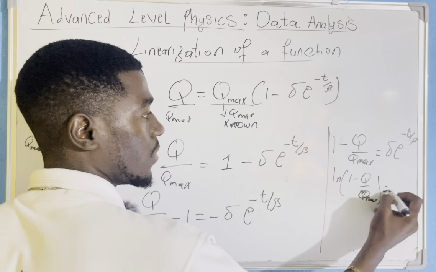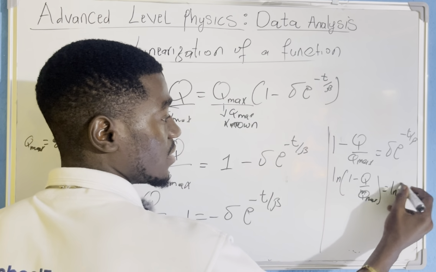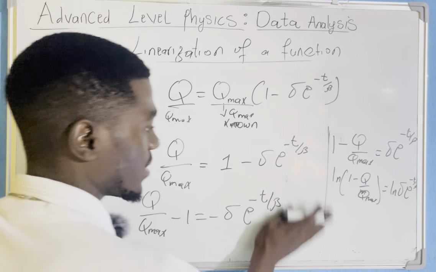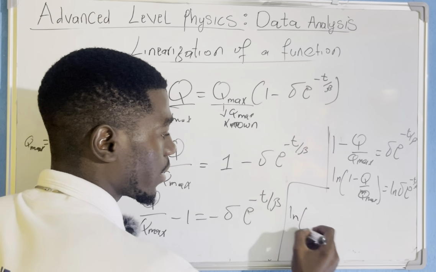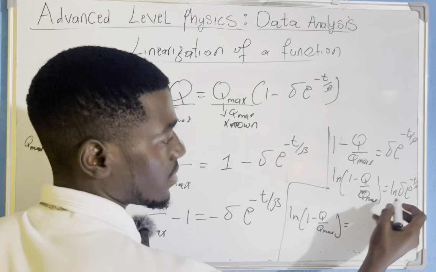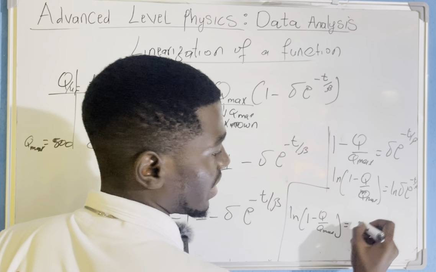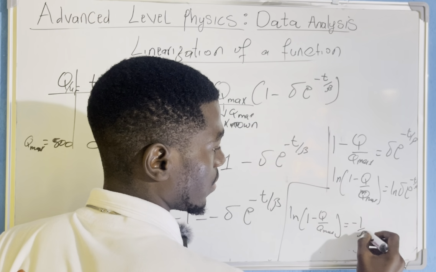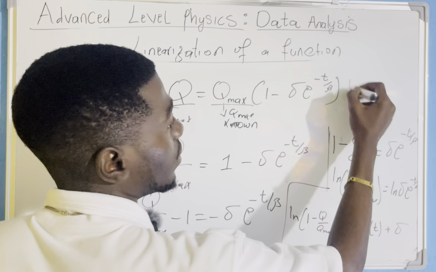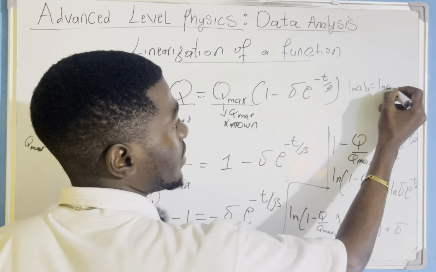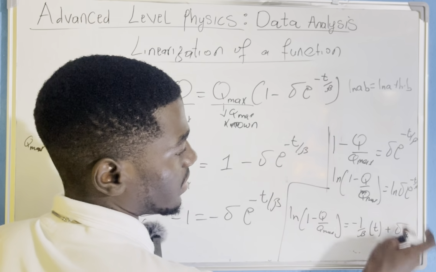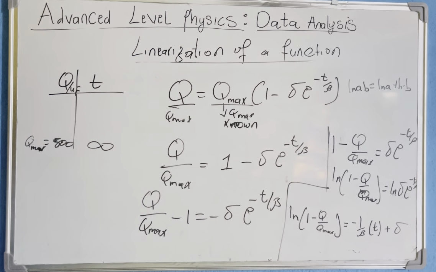So nothing to fear there now. I'll have ln of sigma exponential of negative T all over beta. So while doing that, I will come out with the answer: ln of (Q max minus Q) all over Q max equals negative 1 all over beta times T, plus ln sigma. When I do ln AB, it is the same as ln A plus ln B. I'm applying it here, so the exponential will go, plus ln sigma. So that is it. As simple as that.